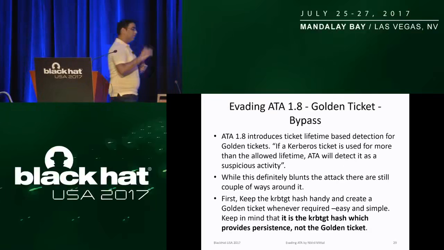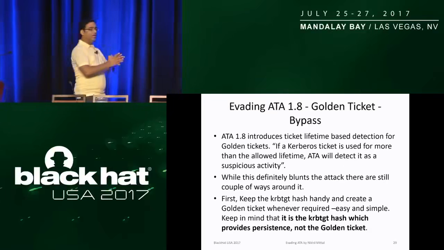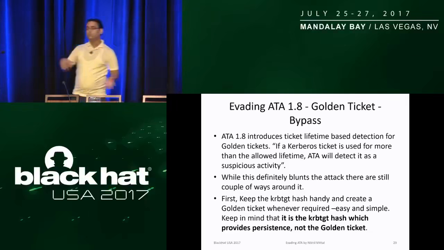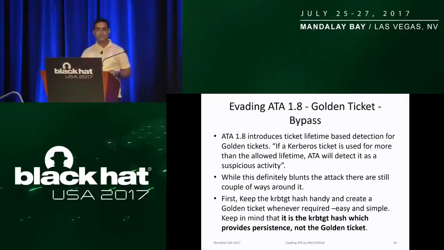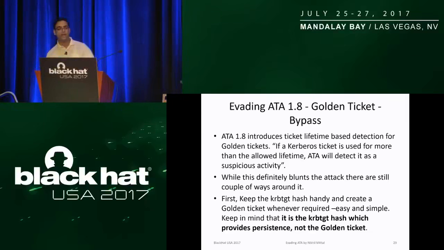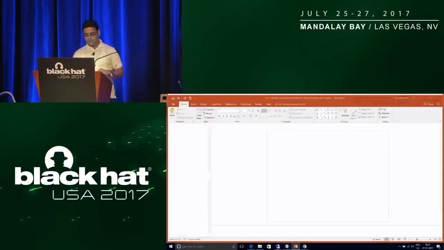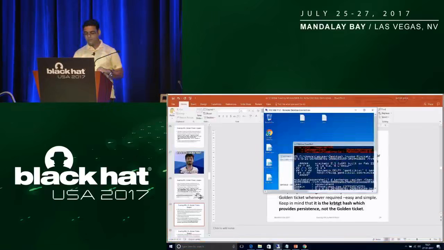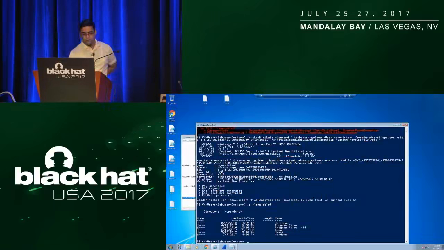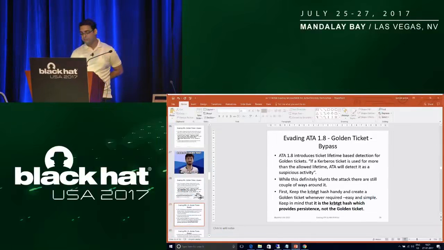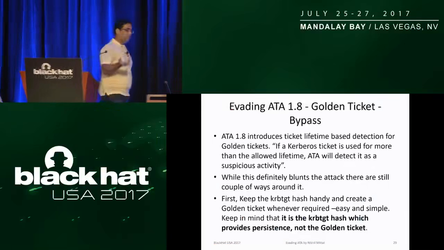So there are two ways around it. First, it is the Kerberos TGT hash, and not your ticket saved to a file, which provides you persistence. So stop doing something like this, where you create a golden ticket, save it to a file, and use it later on. That would be a dead giveaway. Why? Because of this thing. Whenever you create a golden ticket, or for that matter any TGT, there is a lifetime attached to it. If you create it today and use it 6 months later, the detection would be quite obvious.